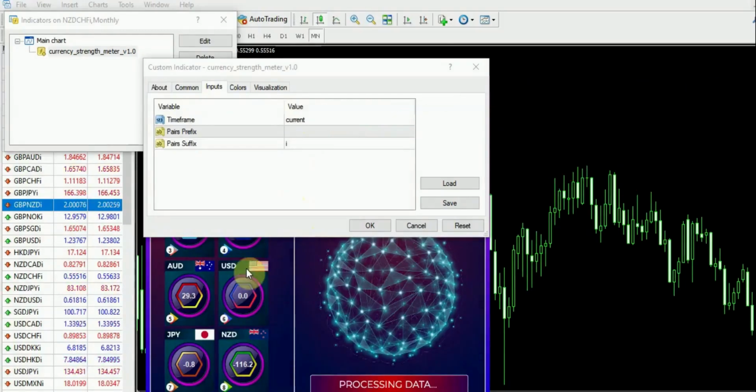And so in my example here, I'm using the broker called Trader's Way, and they have the suffix, the letter I, for each currency pair. So you can see right here for the pair suffix I, input I right there, okay? However, if your broker does not have any prefix or suffix, you can leave these sections blank, okay?